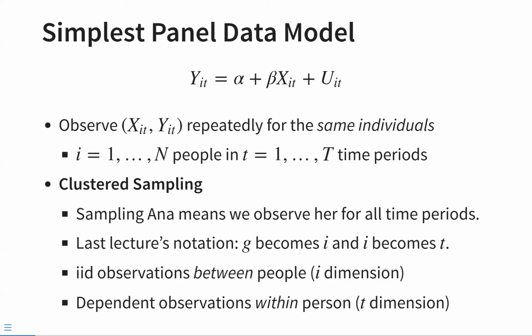Now, in last lecture, we talked about some abstract grouping variable, g. So if you want to translate from the notation from last time, which was generic, to the notation for this time, which is more specific to the panel data case, then in last lecture's notation, what was g will become i today, and what was i will become t. So we're going to be assuming IID observations between people. In other words, we're going to be thinking about randomly sampling the i dimension from some population. So this is like randomly sampling the clusters.